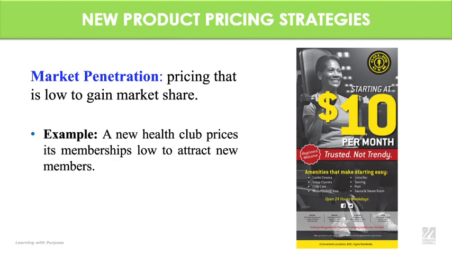Maybe they will notice that you offer different things that the other gyms do not offer, so you can charge for that. But basically, in market penetration, what you do is charge a very low amount of money so you can take the clients of other people and bring them to your business.